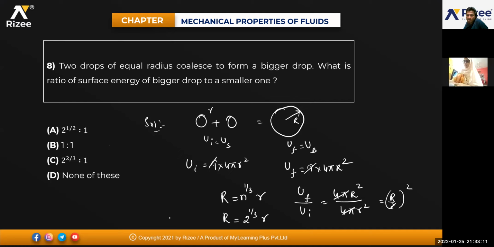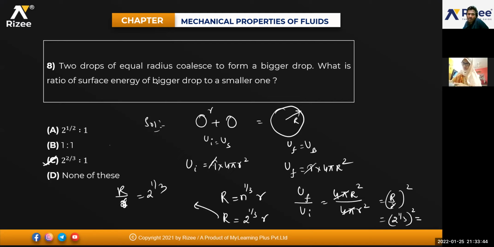Capital R by small r is equal to how much, beta? From this one I can write capital R divided by small r is equal to 2 to the power of 1 by 3. That means this one is 2 to the power of 1 by 3 whole square. That will be equal to how much? Options are given as 2 by 3, so I can write it as your option C. Clear, beta? Very good.